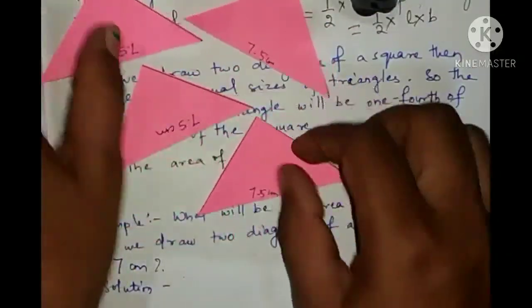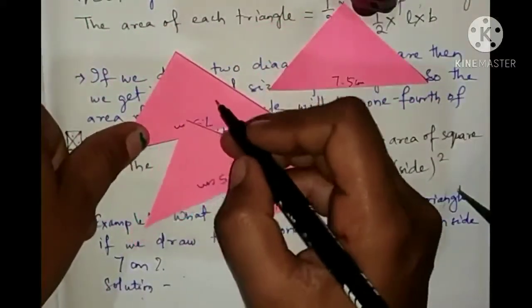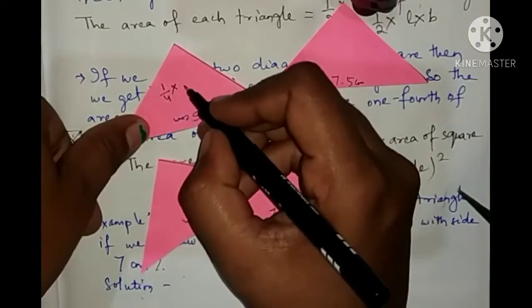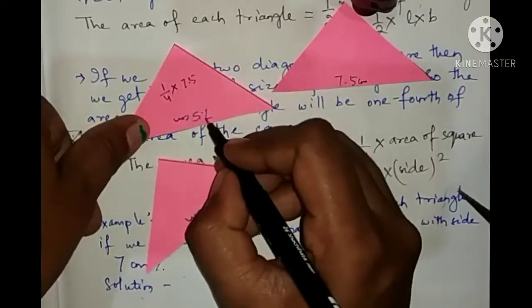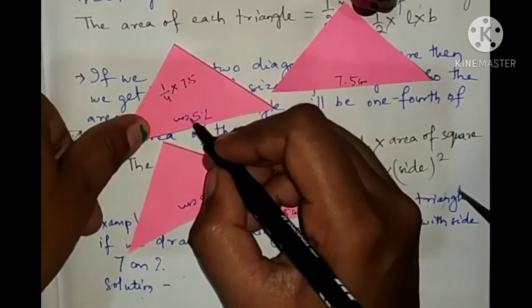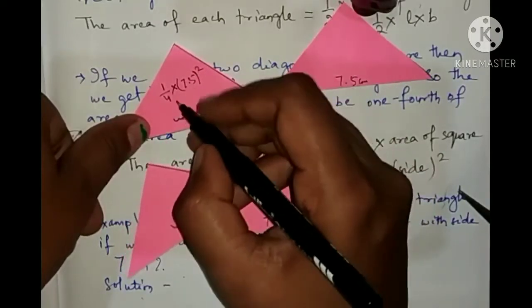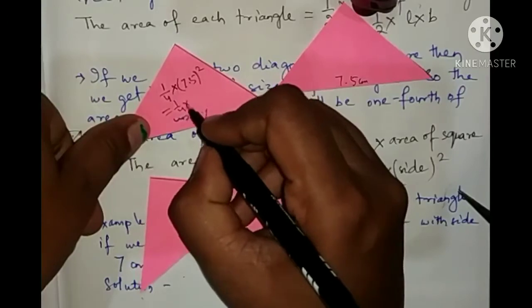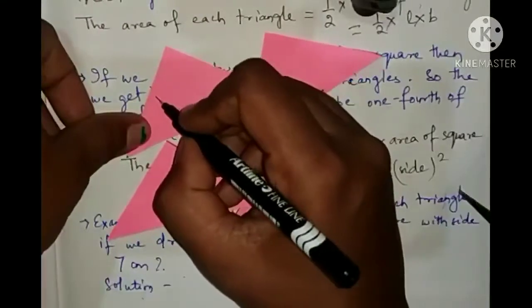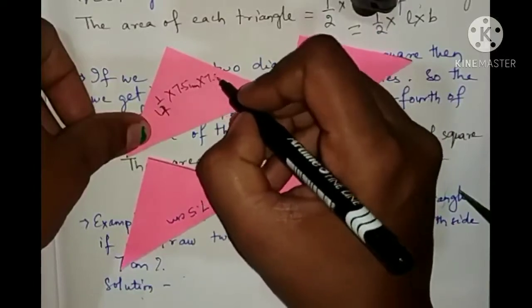Now we'll find out by writing the area on the paper. So what will I get? Here, area of this triangle equals how much? 1 by 4 into area of square. Area of a square equals how much? Side whole square, which means side into side. So 1 by 4 into 7.5 into 7.5. I'll write here, 1 by 4 into 7.5 cm into 7.5 cm.